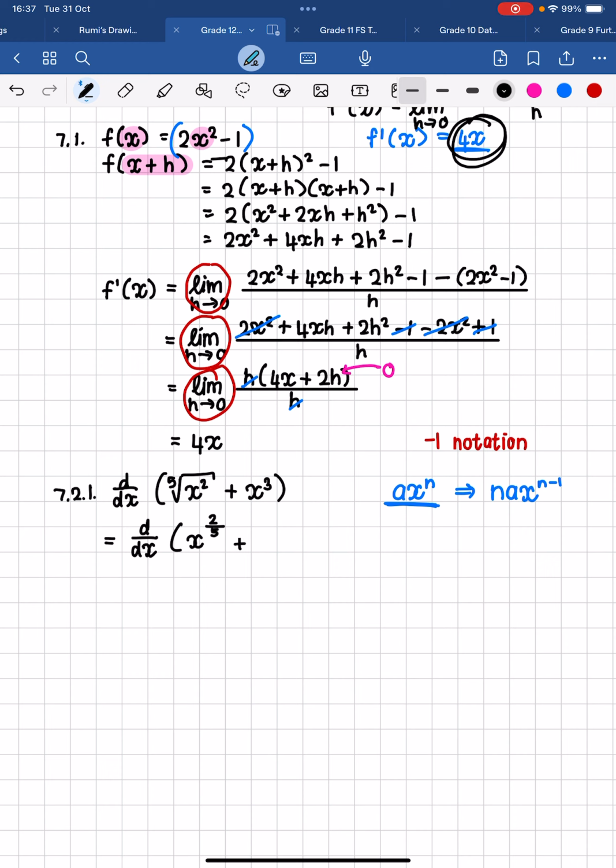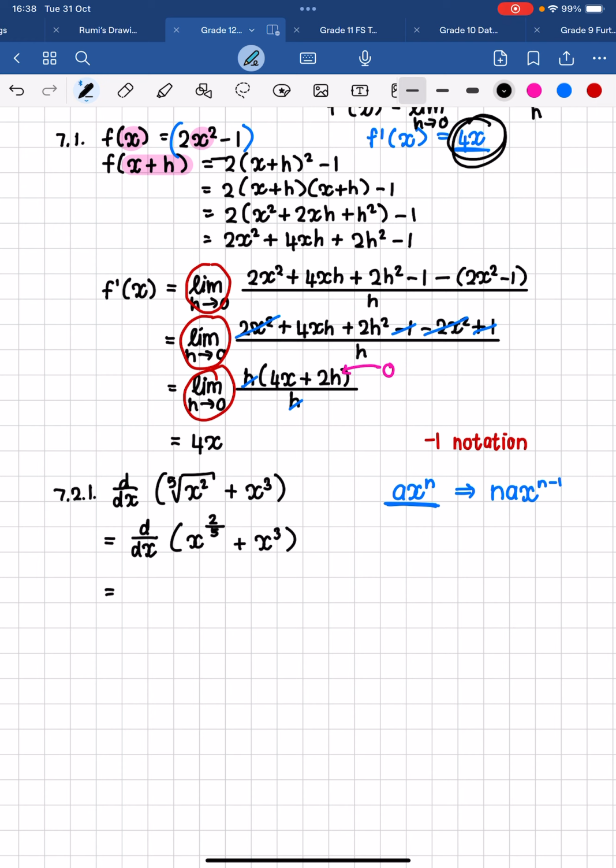Next up, plus x cubed. That one is already derivative ready, because that is written in exponential form. It's fine. We can apply the power rule. Okay, so now we are ready to apply the power rule.